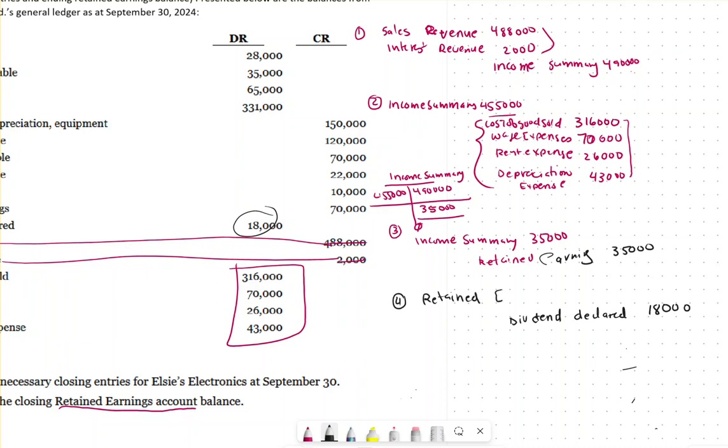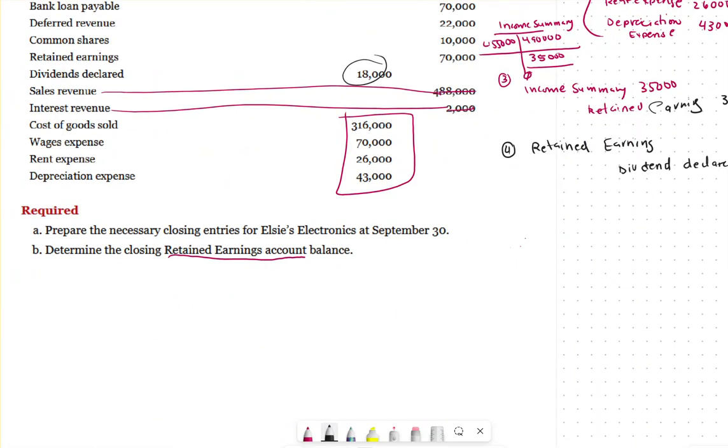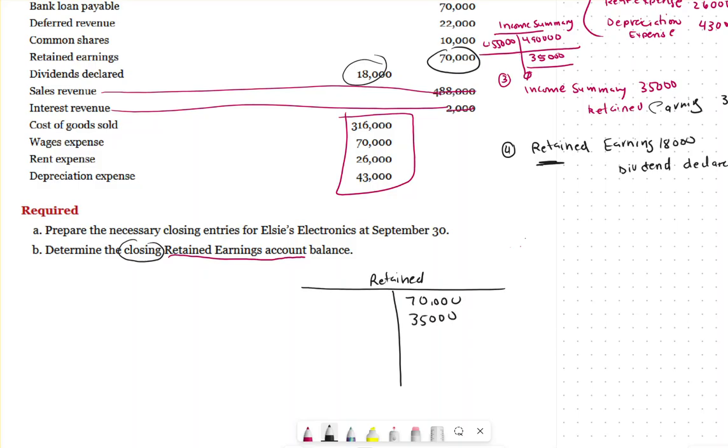So these are the four journal entries you have to do for the closing entries. Now they also told us to determine the closing balance in the retained earnings. So when you do a retained earnings account, what do we do? In the retained earnings, we started off with the 70,000, and that was a credit balance. So from these transactions, we credited the 35,000. We post this to the debit. Here was 18,000.